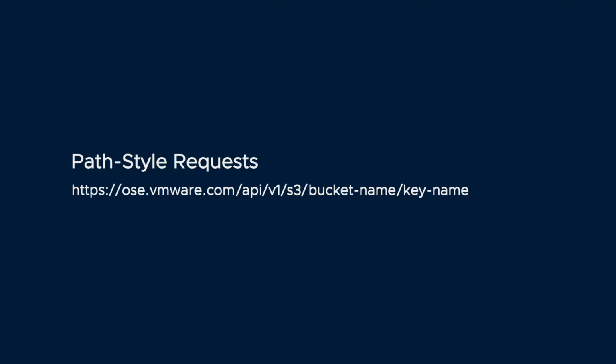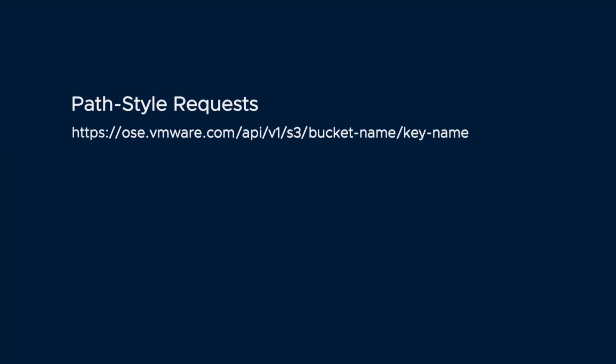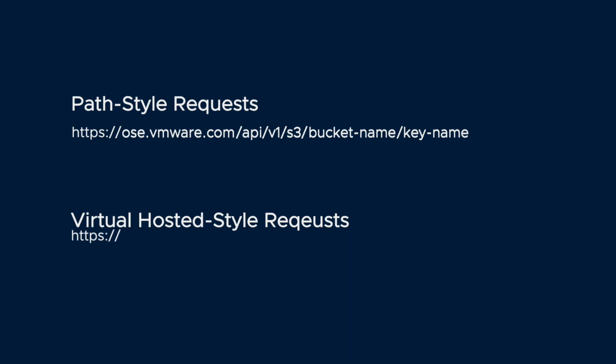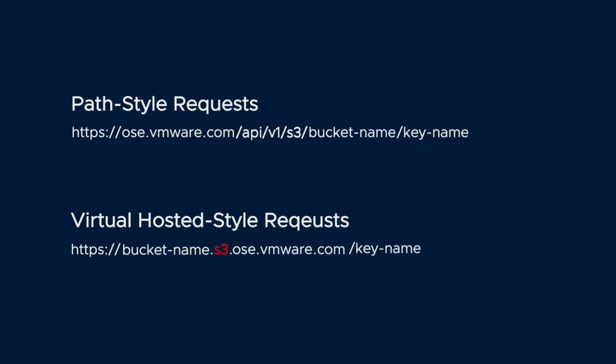How about virtual hosted style requests? The schema, then the bucket name instead of the hostname. After that, a mandatory S3 prefix before the hostname, then the hostname. If there is an object key, append it right after the hostname, without API v1.s3 as we saw in the path style request.